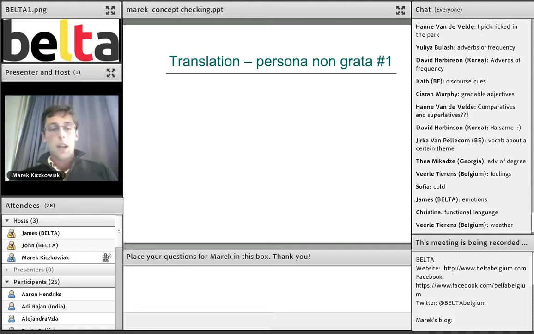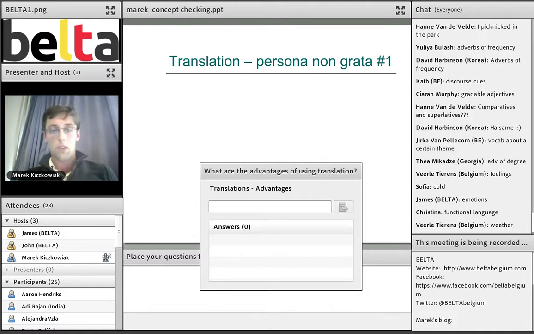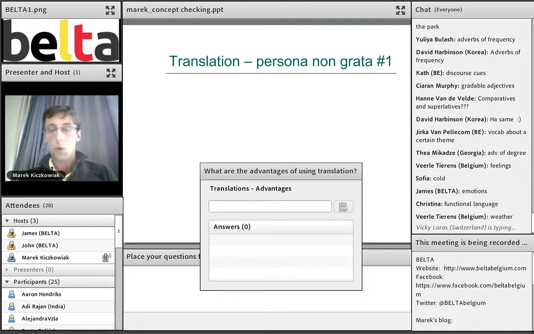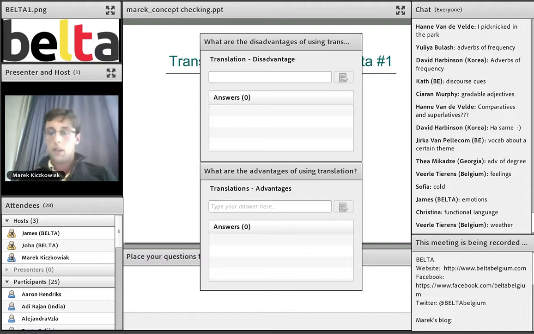But if you can now try and come up with the advantages and disadvantages of translation in the classroom, or its strengths and weaknesses. And we've got a poll here, so please put your answers into the poll. First, what are the disadvantages, and then what are the advantages of using translation, of course, for concept checking, right? Not translation in other contexts in the classroom, just for concept checking.